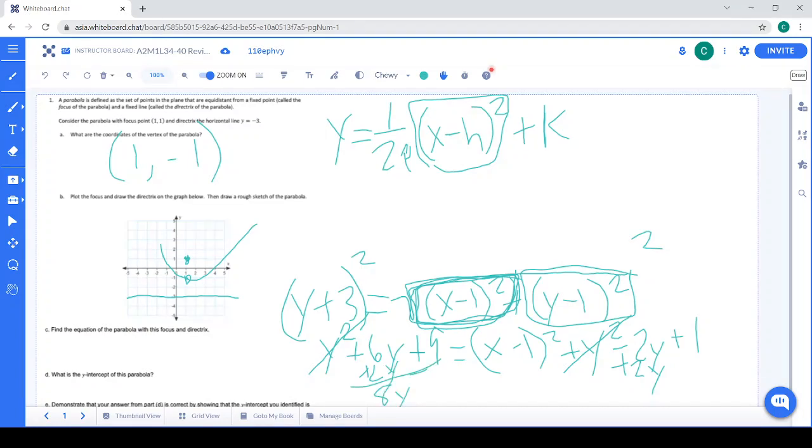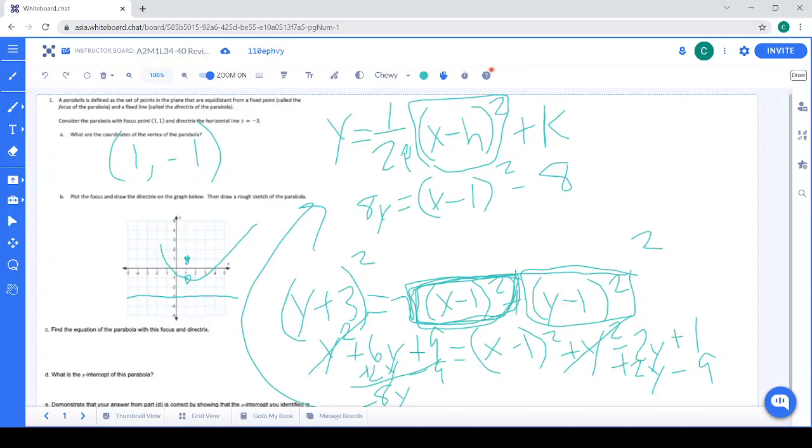And I'm going to subtract this and move it over here. So now, I'm just going to rewrite the formula up here. I'm going to have 8y equals (x minus 1) squared minus 8, okay.